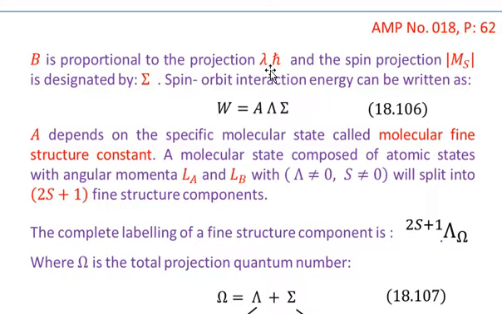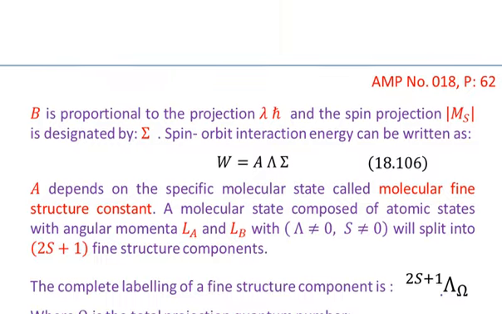B is proportional to the projection lambda times h bar, because B is produced by the orbital angular momentum. And the spin projection, the modulus of ms, we are already designating by the symbol capital sigma. So the spin-orbit interaction can be written as A times capital lambda times capital sigma.